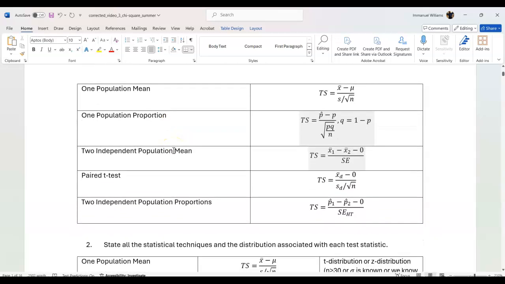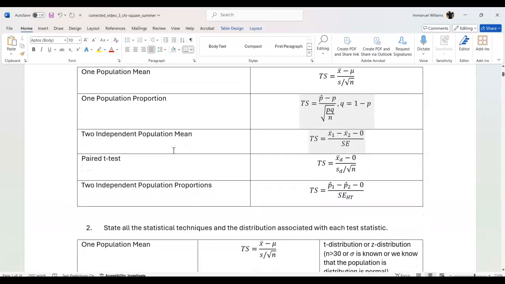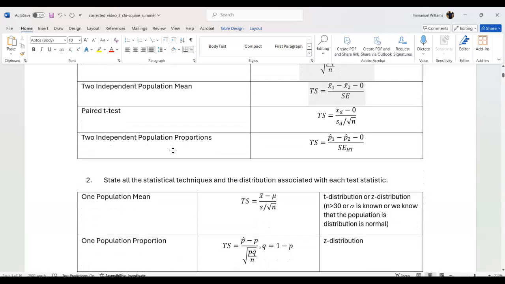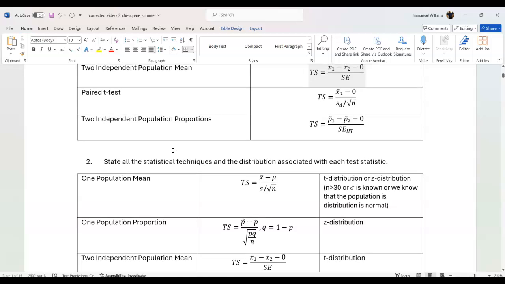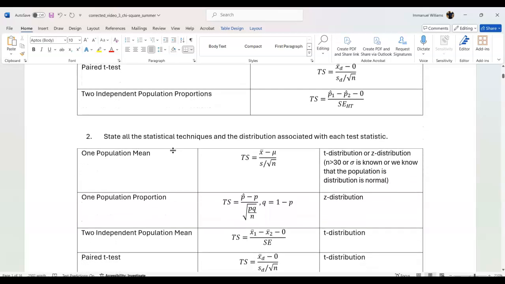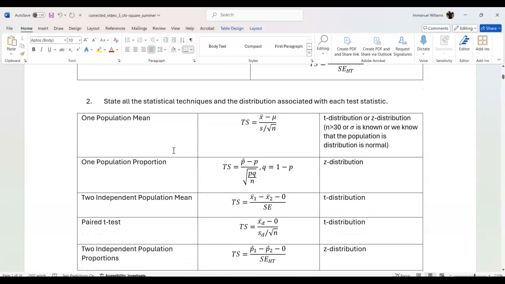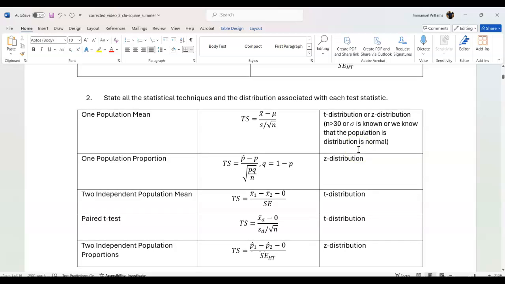2 independent population means is going to be T. Paired t-test is a T, and then 2 independent population proportions is going to be back to Z. Okay, those are the corresponding distributions for each of the statistical techniques that we've learned thus far.